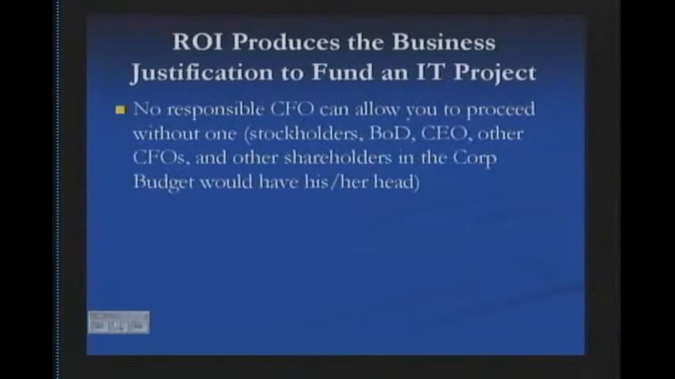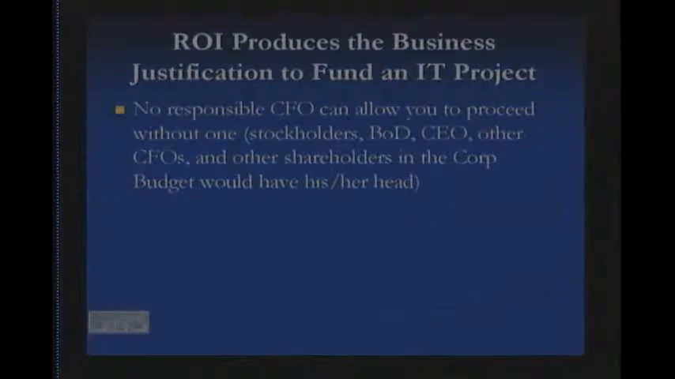So we talked about this. ROI produces the business justification to fund an IT project. No responsible CFO can allow you to proceed without one. See, it's not a matter of the CFO being a bad guy and we've got to tell him a story so that he'll let us have the money that we need to fund IT and allow IT to continue to live in a manner to which it has been accustomed in the past. That is not what's going on here.